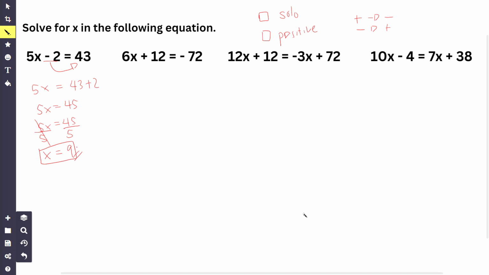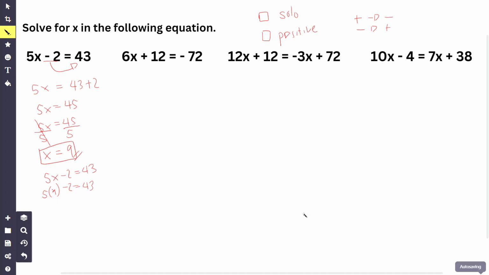Okay? So how do we check if our answer is correct? Okay, so go back to your equation. Your equation is 5x minus 2 equals 43. Now, what's the value of x again? 9. So 5 times 9 minus 2 equals 43.